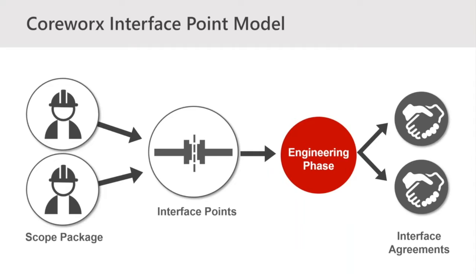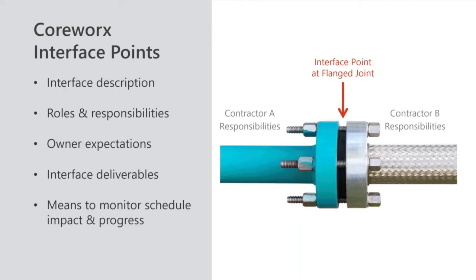At CoreWorks, we support project teams in scope definition through the interface point model. Interface points are used to describe the interface, identifying that contract boundary or point at which the responsibility transfers from contractor A to contractor B. They're used to identify the roles and responsibilities of the interfacing parties and the expectations of the owner at the interface. Interface points are also used to provide that anchor for all of the interface deliverables and provide a means to monitor schedule impact and progress. Let's take a look at a few examples.